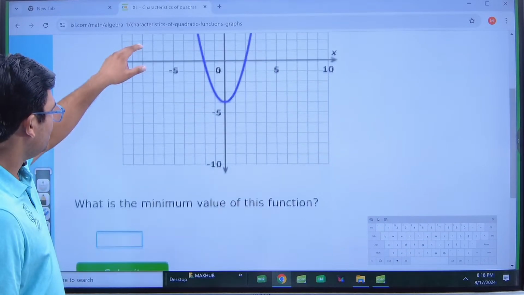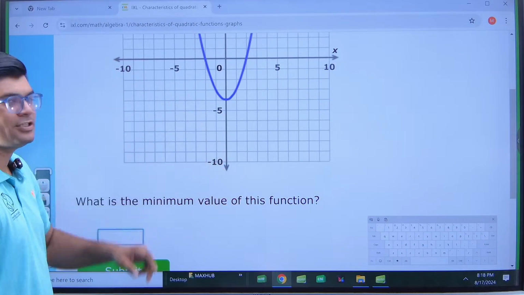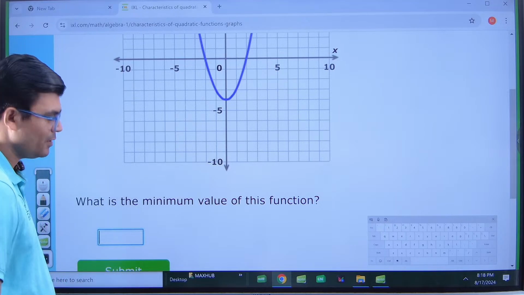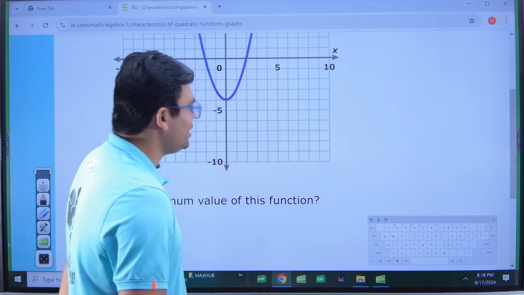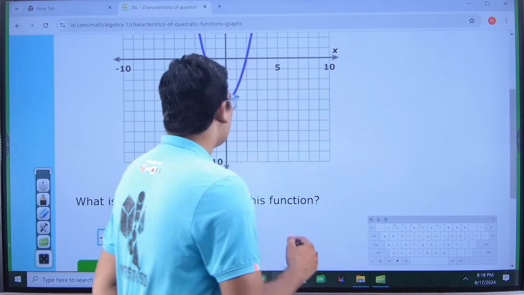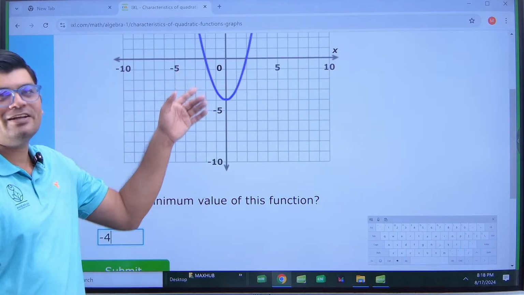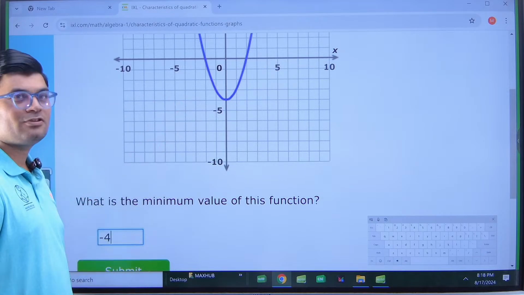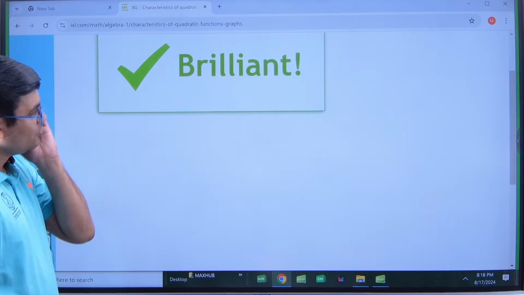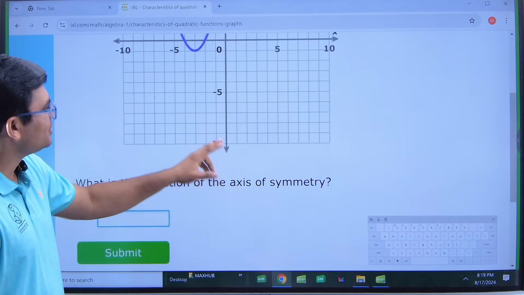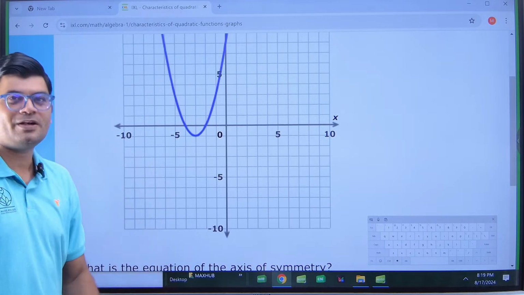Yeah. Wonderful. Now, what is the minimum value of this function? Sir, minus 4. Minus 4. Okay. See, the same question has been put in many languages, in different contexts. Sometimes they are asking you what is the y-intercept. Sometimes they are asking what is the minimum value. Sometimes they will ask you what is the vertex. Okay. So that's why I like this content. What is the equation of the axis of symmetry? Tell me, what is the axis of symmetry in this?